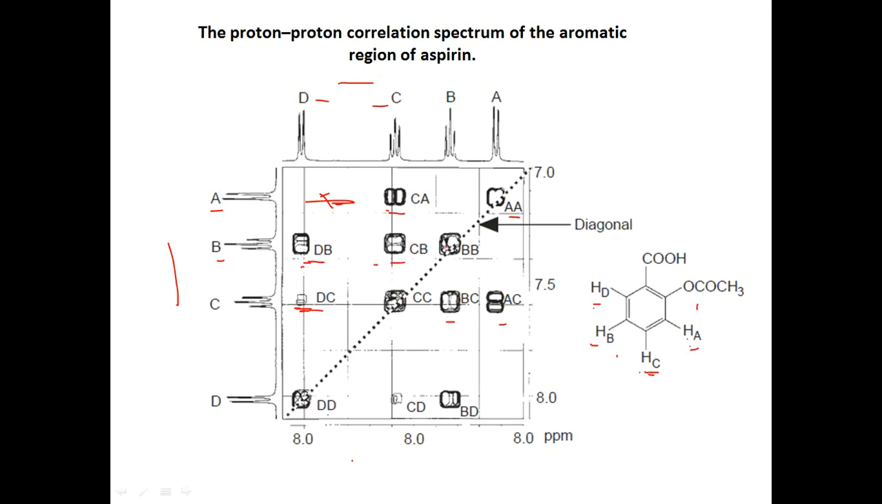And if you see D, it also shows a very small interaction with C, a long range meta coupling, as it is called. But the basic, stronger interaction is with B. So this tells how the protons are interacting with each other, how the spin correlation is there between the protons in a particular molecule.